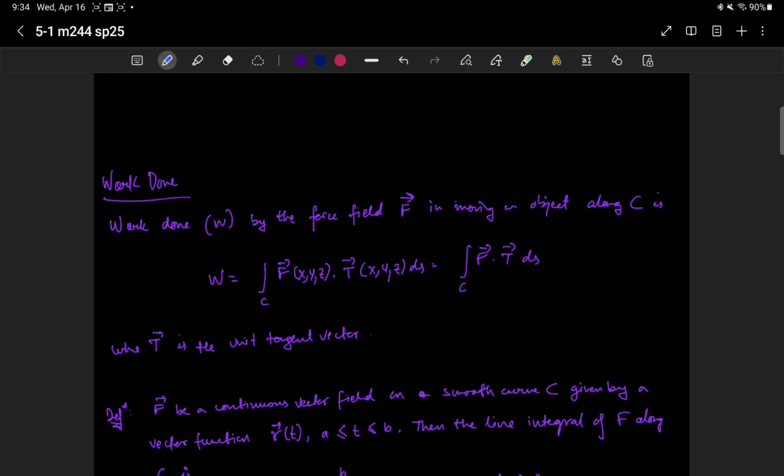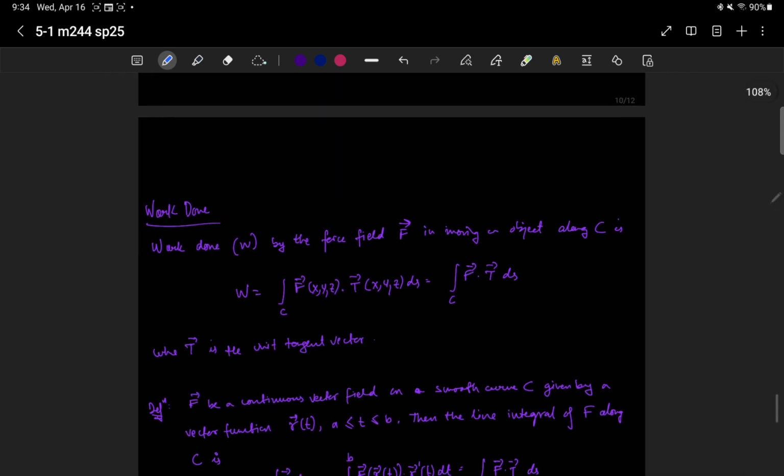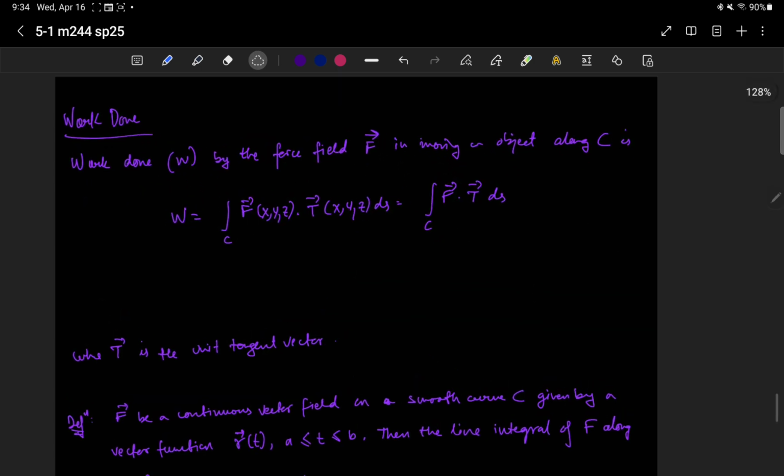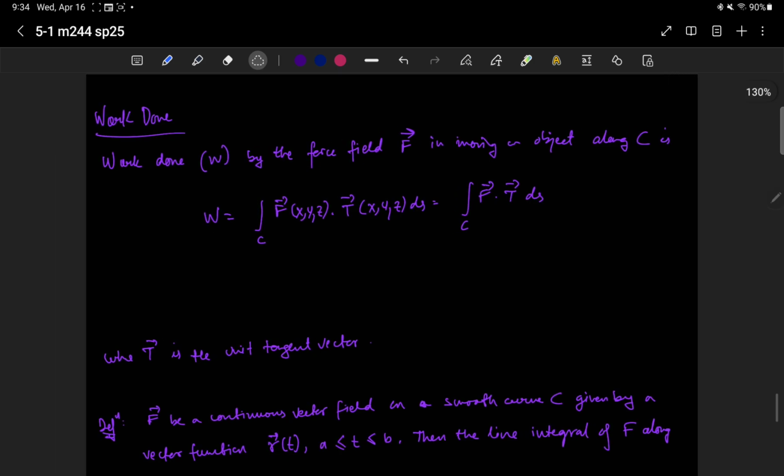Hi everyone. In this short video, we will look at an application in physics for work done. You would have learned this in physics. Work done is force times displacement, which means whenever you take an object, you have to apply a certain amount of force to move it from point A to B.